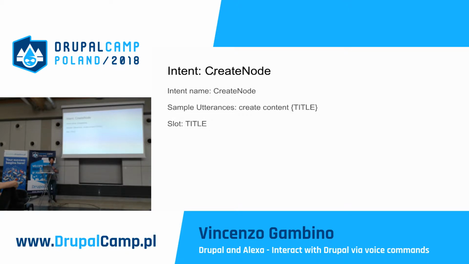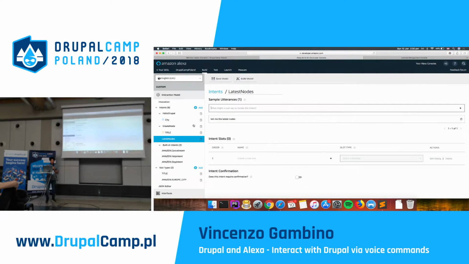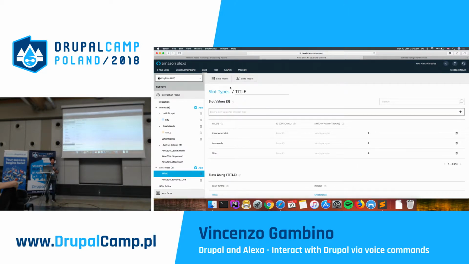Now we want to create the intent create node, so people can create a node through Alexa. The intent name will be create node. The sample utterance is create node, and we will pass the parameter title, so we will have a slot called title. First we create the slot from here, which is already created, and I pass some accepted values. We have a 1 word value, a 2 words title, and a 3 word slot. So basically this slot can contain up to 3 words temporarily.